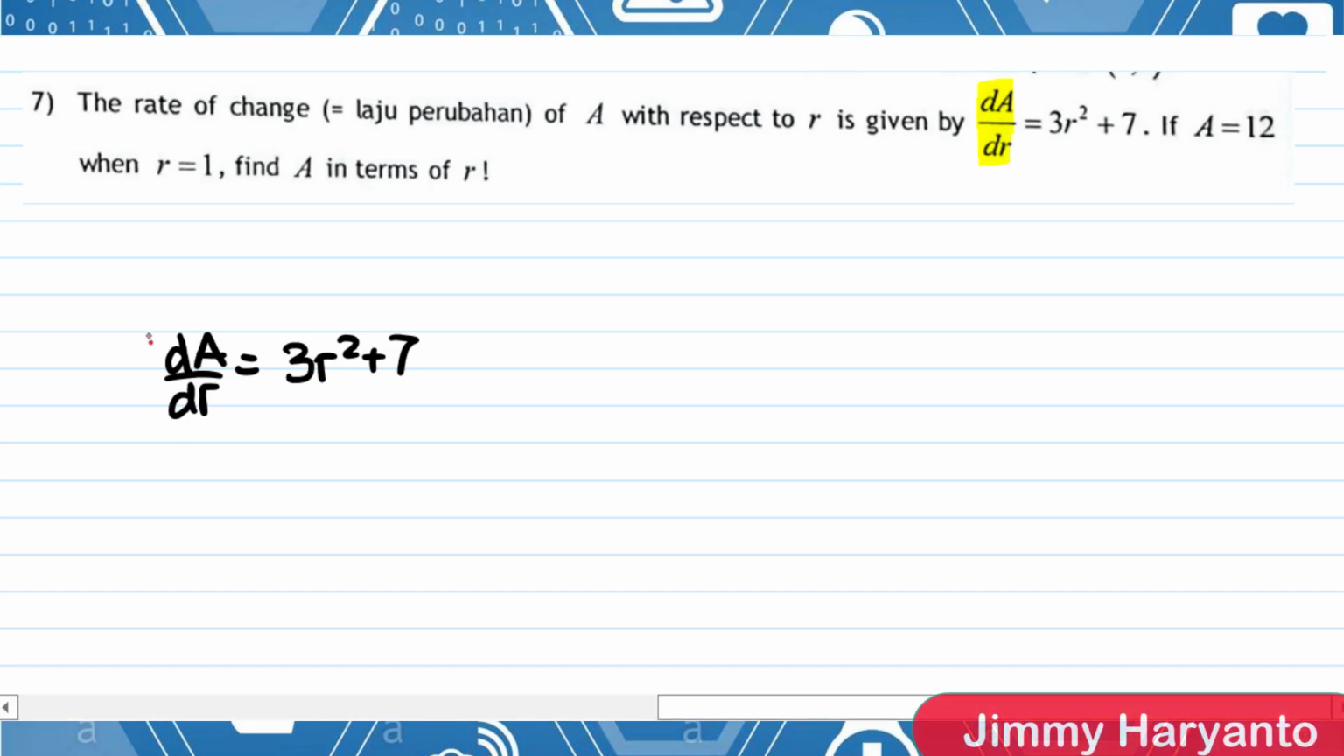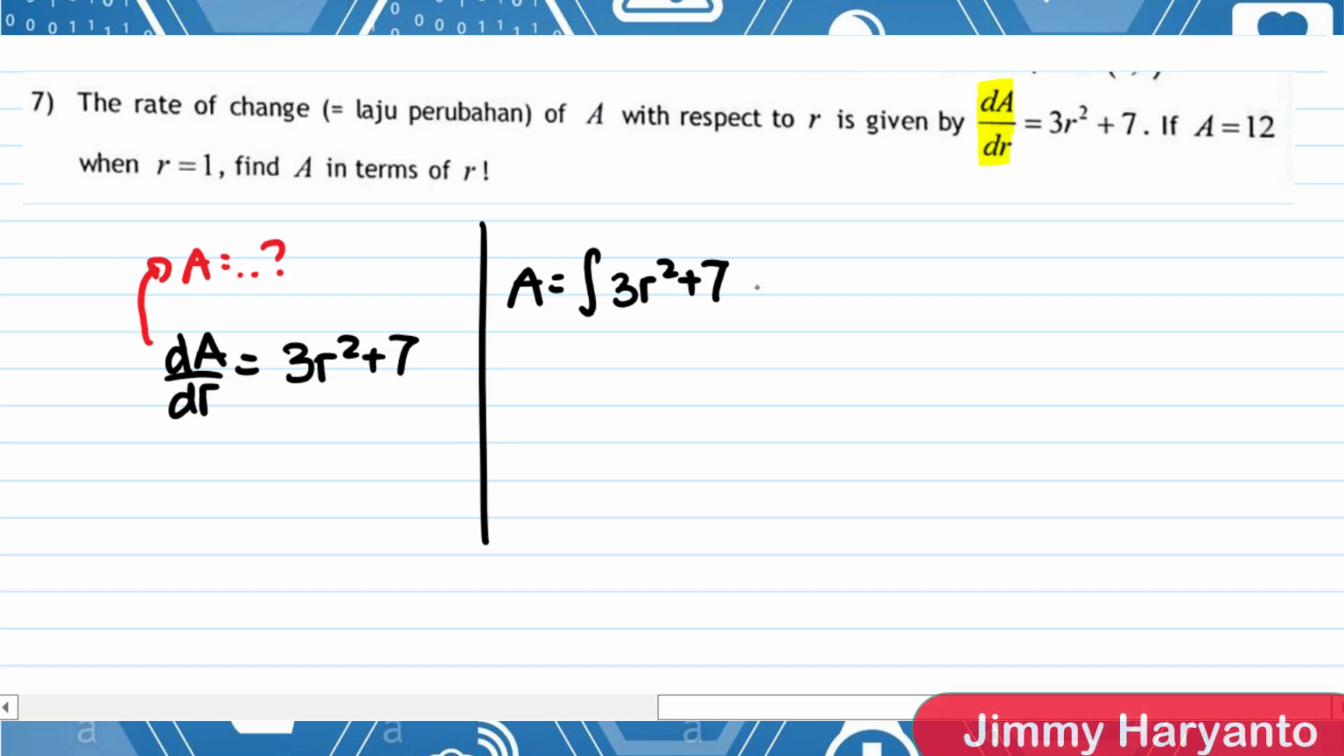And then, like usual, we have to find A equals something. That means we have to integrate. So the area will be the integration of 3r squared plus 7 dr. You cannot write dx because the variable is r. So to find A, you have to integrate it: 3r to the power of 2 plus 1 over 3, and then for this one 7r, and then plus c.